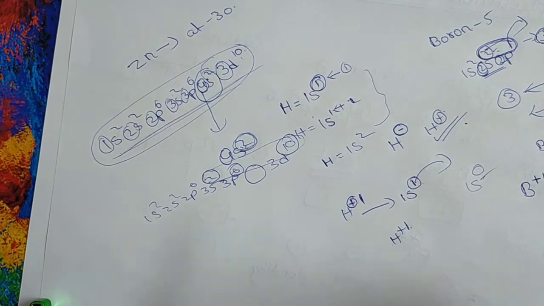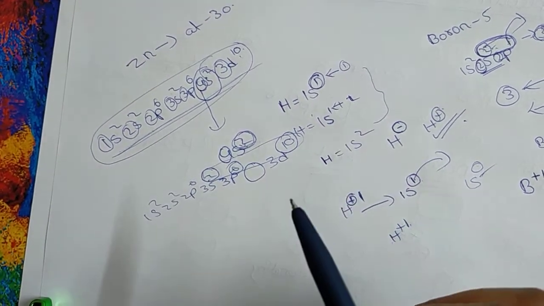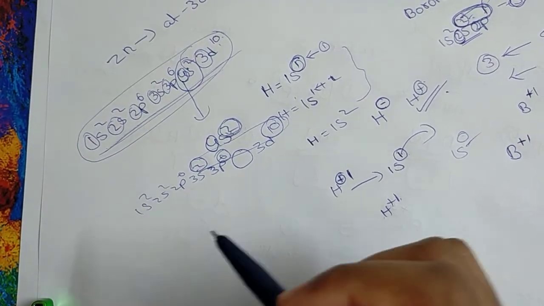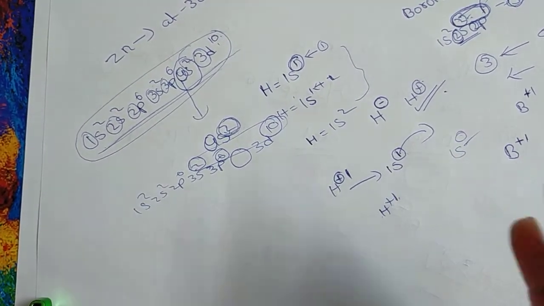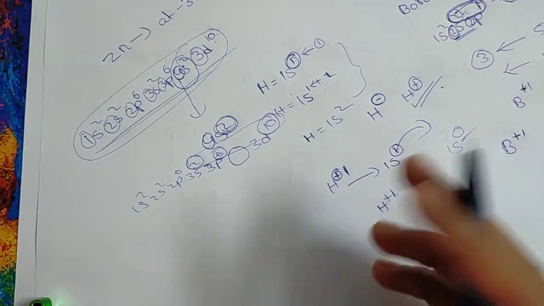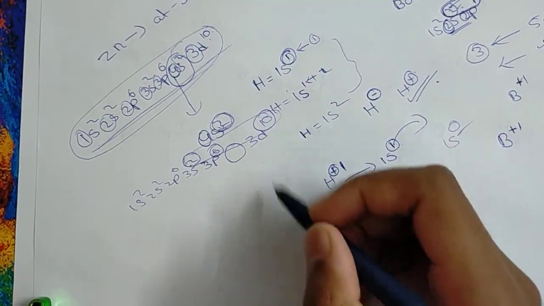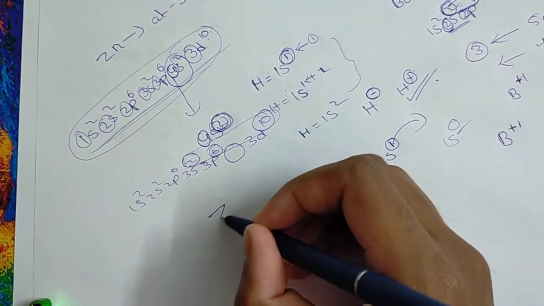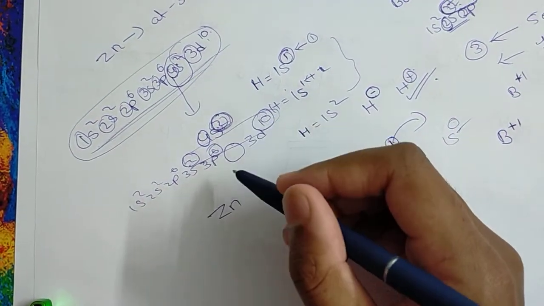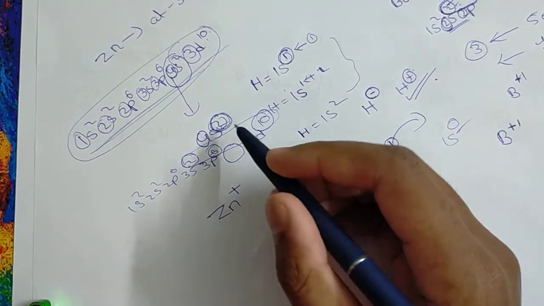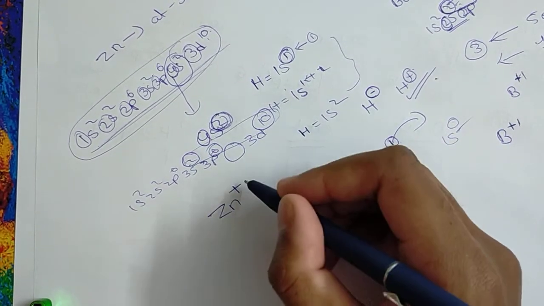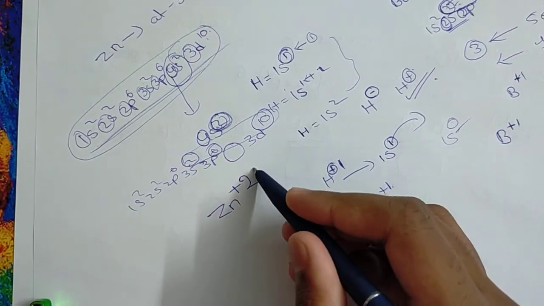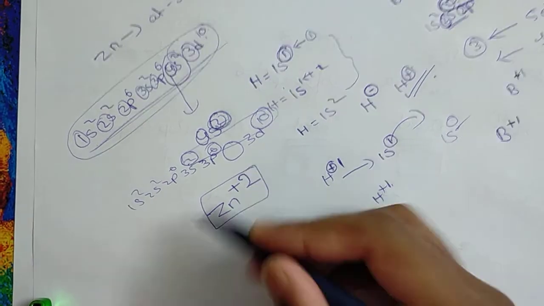Duplet does not have anything more. Duplet is considered only when 2 electrons are present, and most elements do not follow duplet configuration. Only some elements like boron, which have atomic number below 5 or 6, will follow the duplet configuration. So now, for zinc, I am donating these 2 electrons. Donating means we should use plus, and I am donating 2 electrons, so I will write the symbol 2. So the symbol of zinc ion is Zn plus 2.